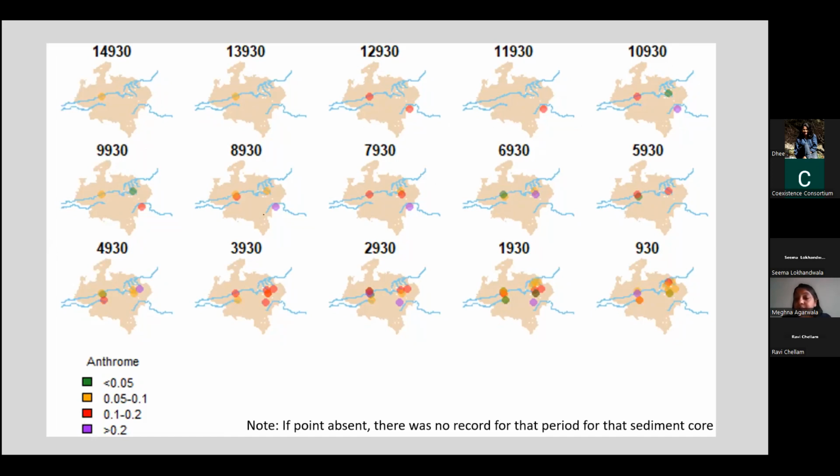If we look at anthromes, here again, going back, green means it's a wildland, so it's less than 5%. More than 20% means it's intense. And in between are various levels of cultured anthromes. So is there any pattern here we can see with respect to anthromes? No. Okay, so I'll tell you.